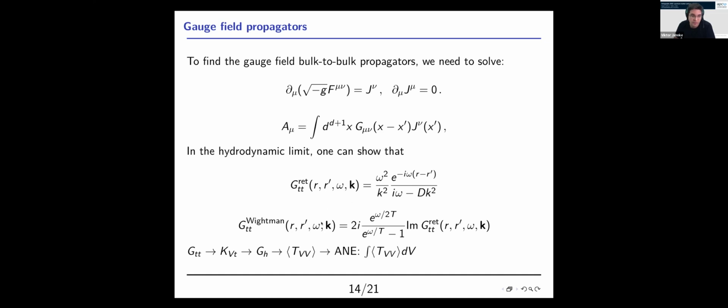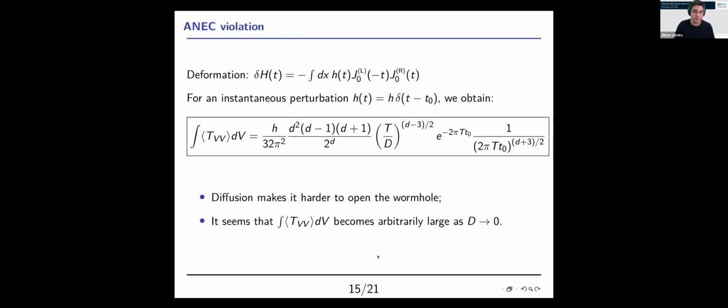So once we have the GTT propagator, I can obtain the bulk-boundary propagator, then I compute the two-point function, then I compute the stress energy tensor, and finally I compute the averaged null energy condition. By doing all these steps, we can show that for a perturbation sourced by a delta source, we get this result shown here. There are a few features of this result that I would like to discuss.